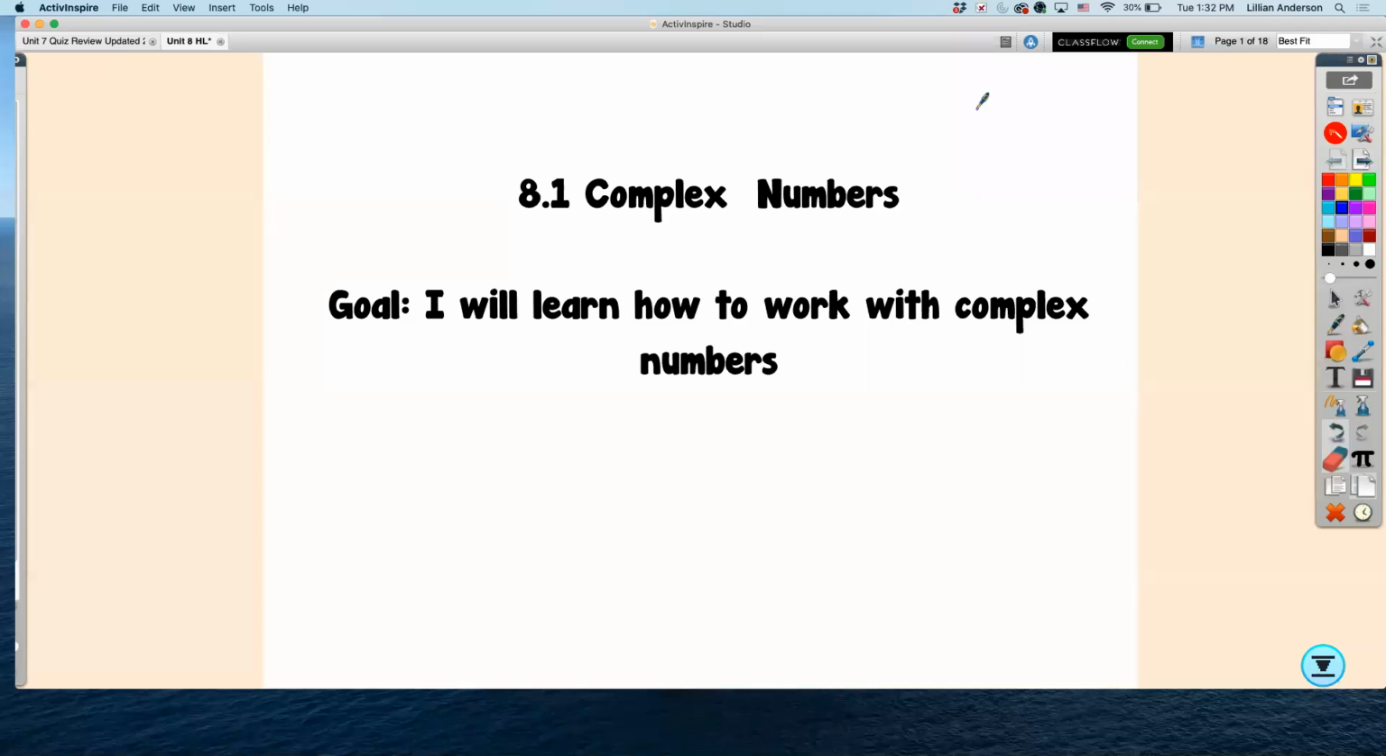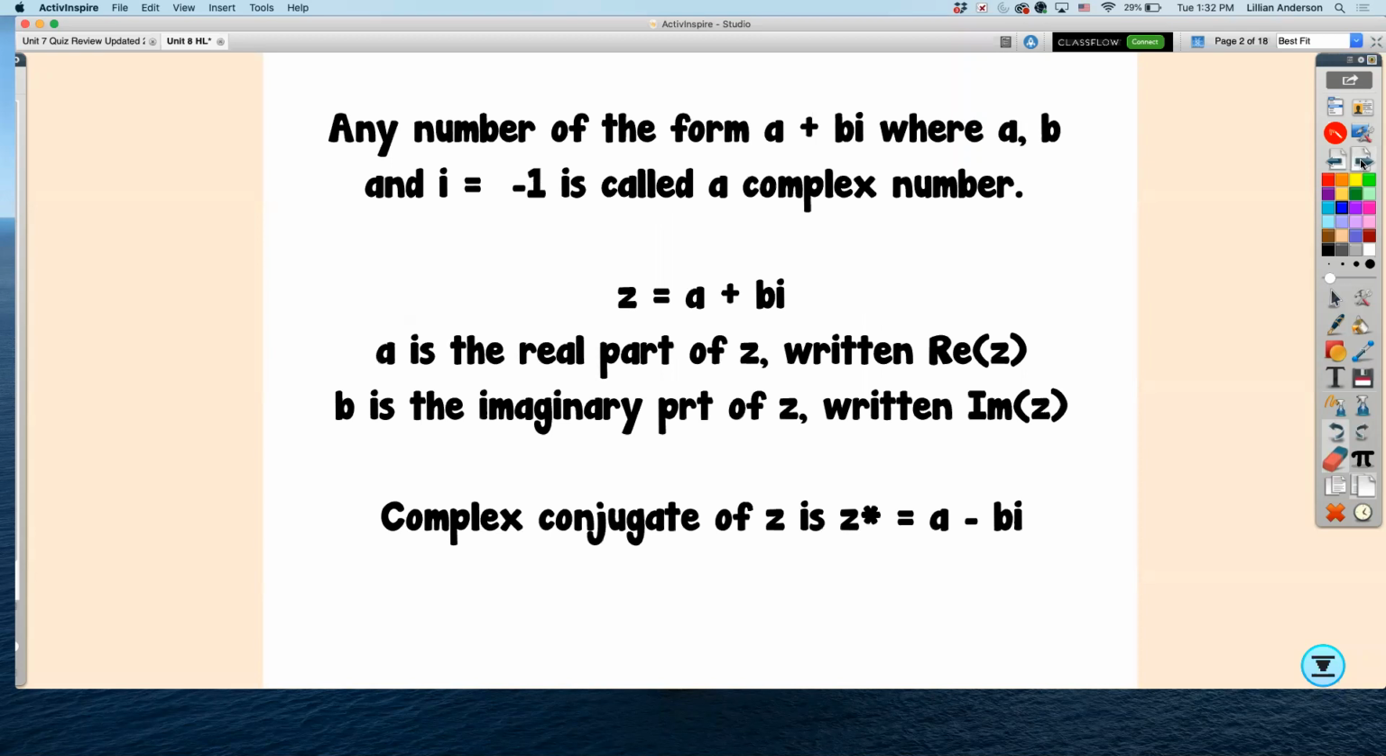Complex numbers. You guys are going to learn how to work with complex numbers today: some of the basic operations, how to find distances, how it applies to vectors, and then next class we will work on a little bit more of applications, I guess you could say, of complex numbers. So all the basic stuff today.